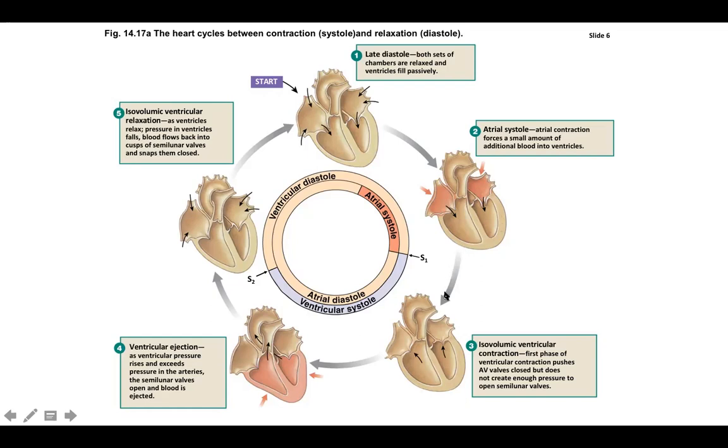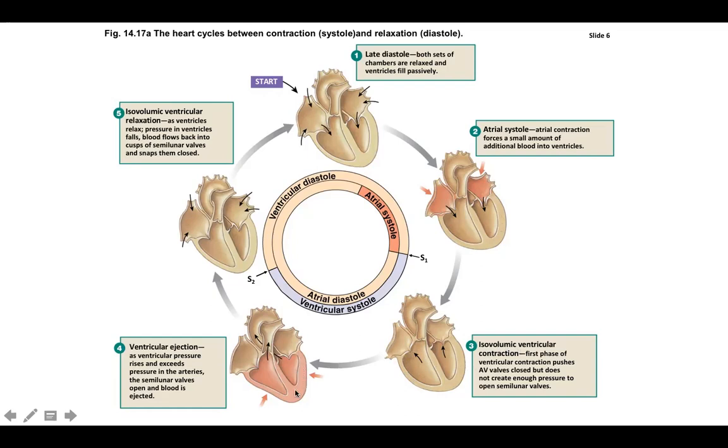The next phase is your ventricles start to contract. And when they start to contract, it closes off the atrioventricular valves. But initially, the pressure is not enough for those semilunar valves to open. So you're contracting against a closed space. And so they call that isovolumic ventricular contraction.